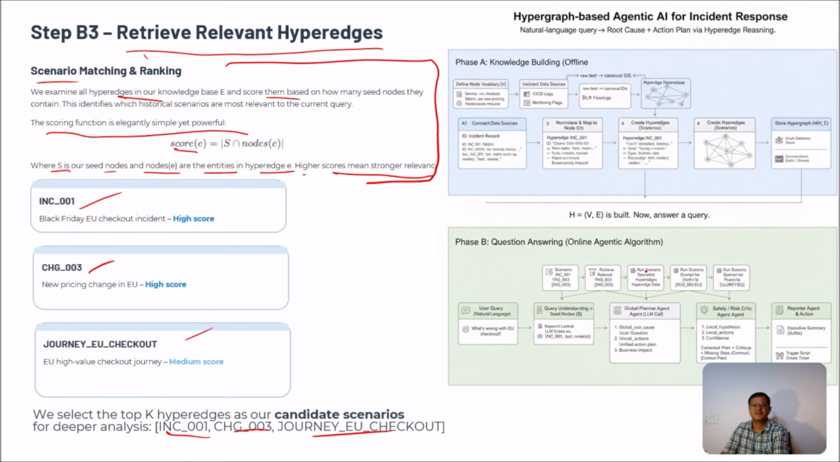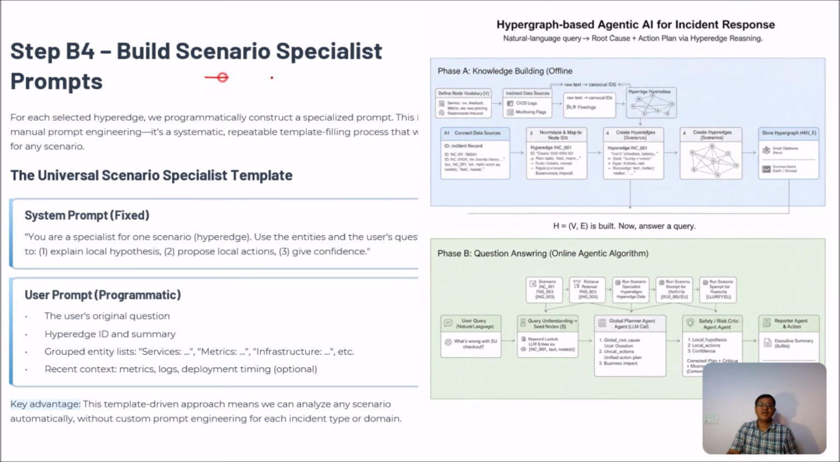Now build the scenario specialist prompt. So again, it is a game of prompts. Here it will go to the prompt planner agent. So how is the system working? For each of the selected hyperedges, we programmatically construct a specialized prompt. This prompt engineering is a systematic, repeatable template-filling process that works for any scenario. So what is the universal scenario template?